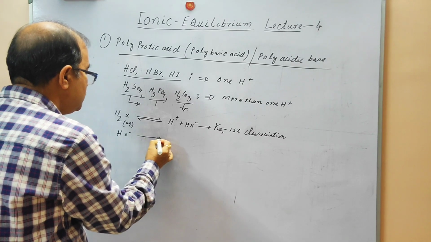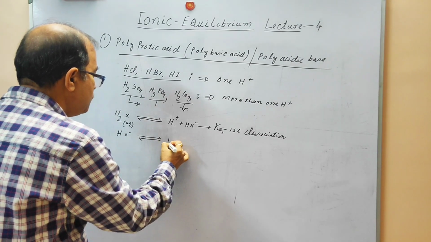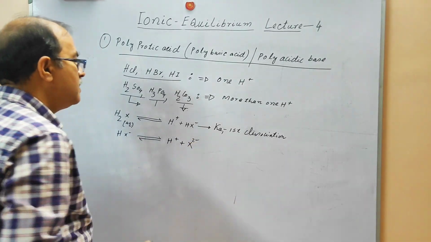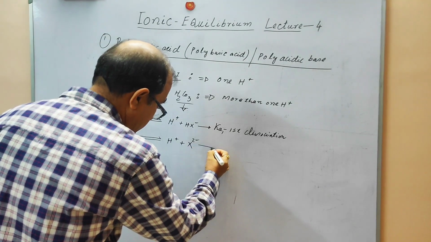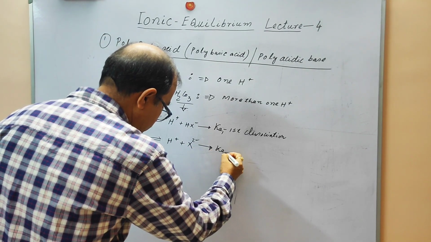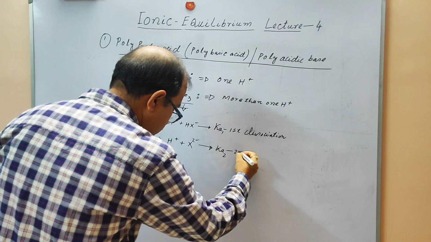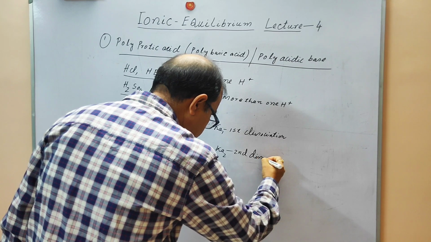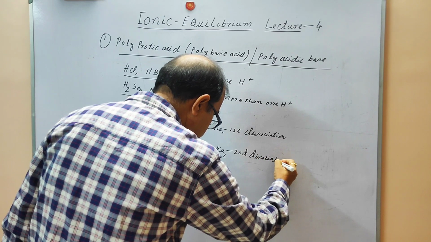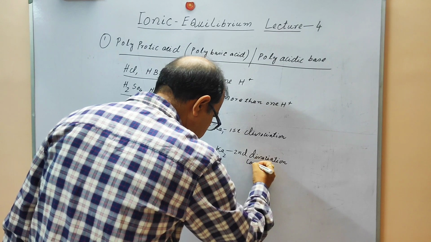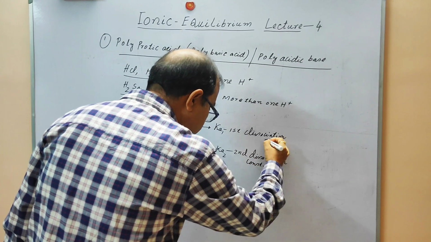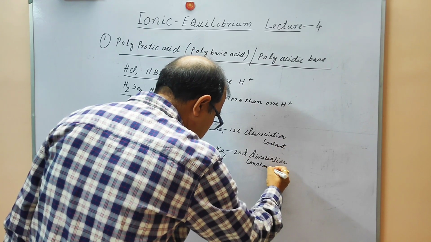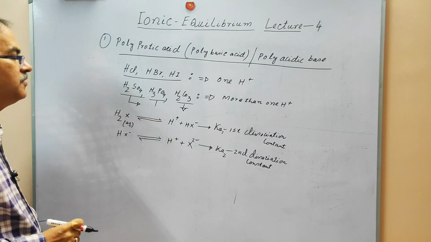Next, this remaining part will be dissociated and it will again produce 1 hydrogen ion. You will find this will be ionized in this fashion, and in this case you will find Ka2, that is the second dissociation constant. So this is the first dissociation constant, and the second dissociation constant.